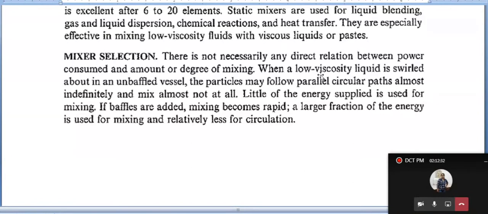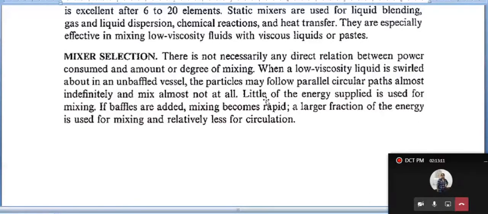Then, when a low viscous liquid, water, is swirled about in an unbaffled vessel, the particles may follow parallel circular paths almost indefinitely, and mixing is almost not at all possible. I already told you this point. If you don't keep a baffle, then all the liquid will be moving in a circulatory pattern, and all the layers of the liquid are moving at the same velocities, relative velocity is 0, so there is no question of mixing. Suppose you have added some solids to it. All the solids will move with the same liquid, and the dissolution will take a lot of time. So hence, keep the baffles, stop the circulatory flows.